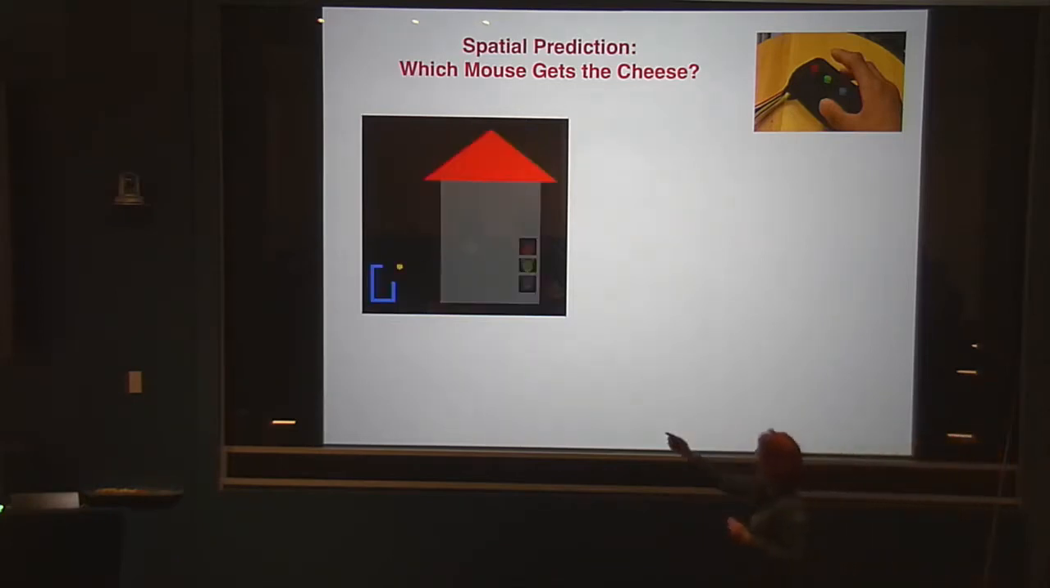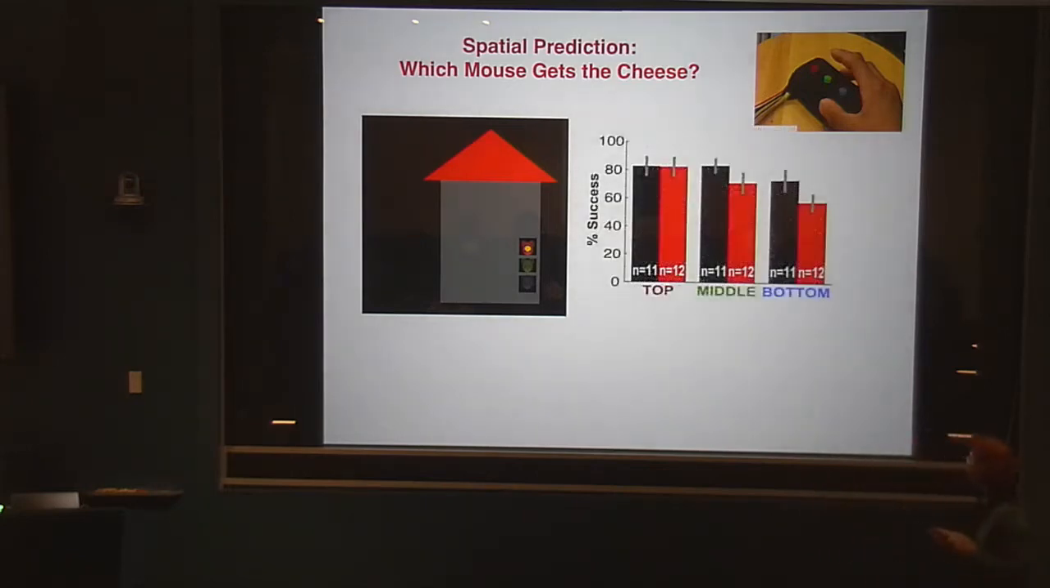Ball is long on the left, is occluded by the house, and then our subjects have 3 buttons of the same color as these 3 different mice. And the question is, which mouse gets the ball, or the cheese actually? And the results look as follows.